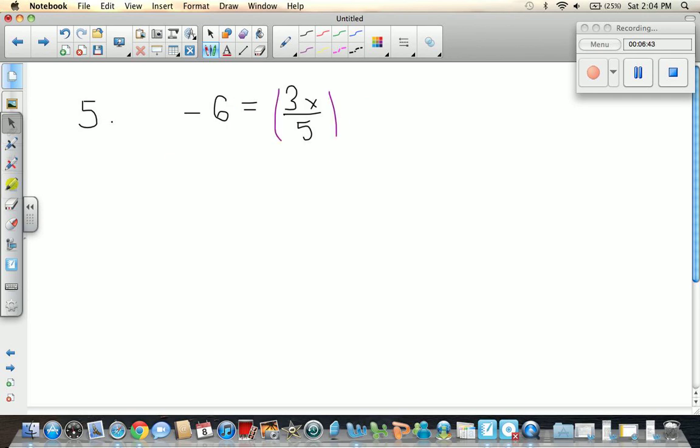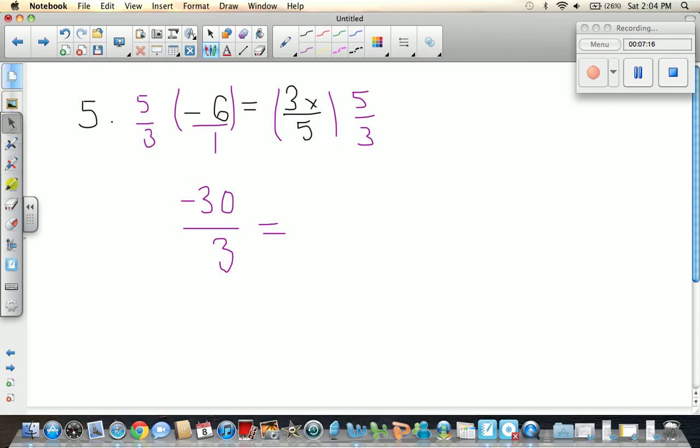And again, hopefully you're getting the hang of this. We're going to multiply by the reciprocal, 5/3. On the other side, we're going to multiply by the reciprocal, 5/3. And when you multiply a fraction by an integer, you want to go ahead and change that integer to a fraction, put it in fractional form. 5 times a -6 is going to give you -30. 3 times 1, I'm multiplying across, gives you 3.